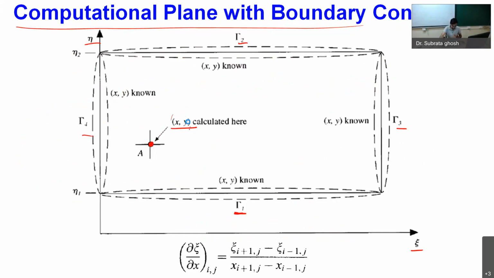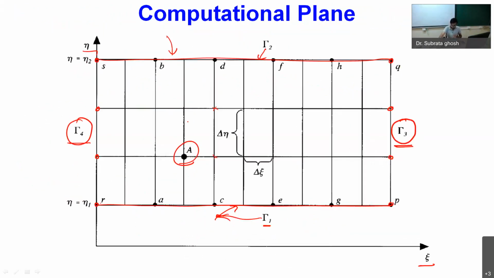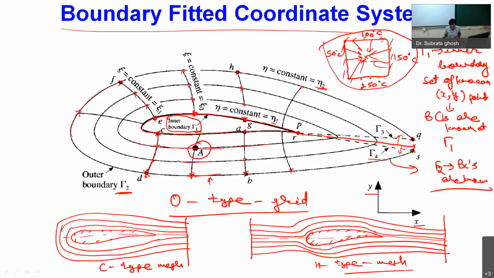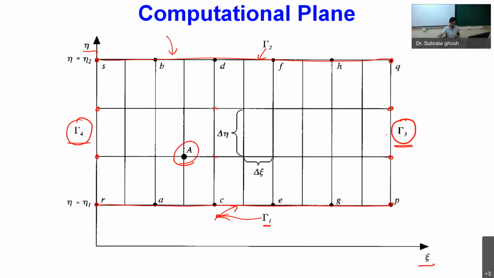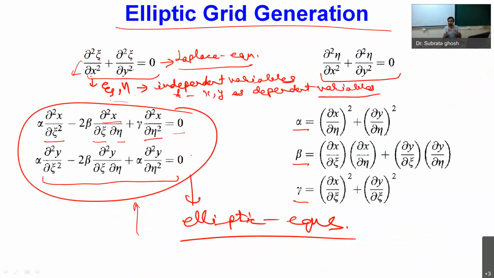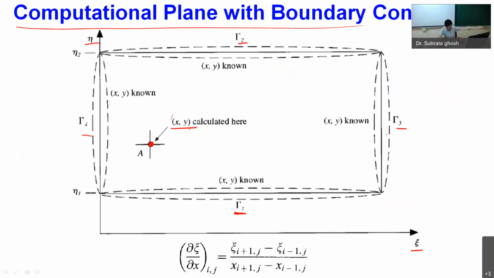Okay, because in this zeta eta plane, whatever boundary conditions we are taking correspond to the shape of this O grid structure. So that shape of the O grid structure is known at the boundaries, and by using these elliptic equations, that is being transformed into the core of the domain. Okay, this point is clear.